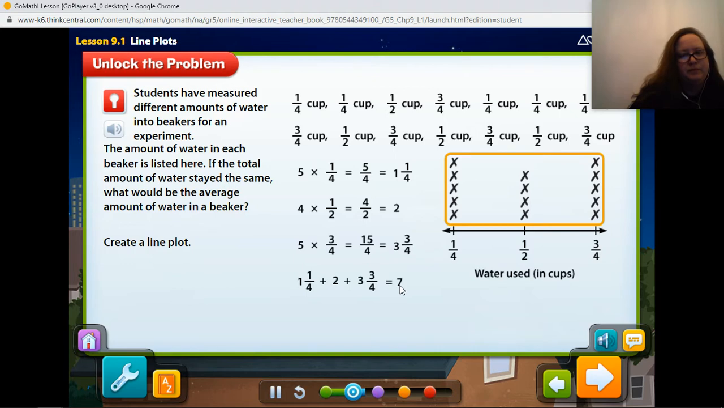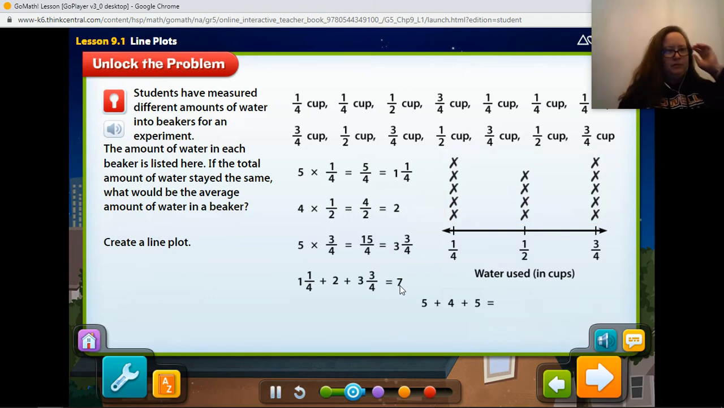Count the number of X's on the plot to find the number of beakers. There are 5 plus 4 plus 5 beakers. How many is that? Well, 5 plus 4 is 9, and 9 plus 5 is 14. There are 14 beakers. Then divide the sum of the water in the beakers by the number of beakers to find the average amount of water used.